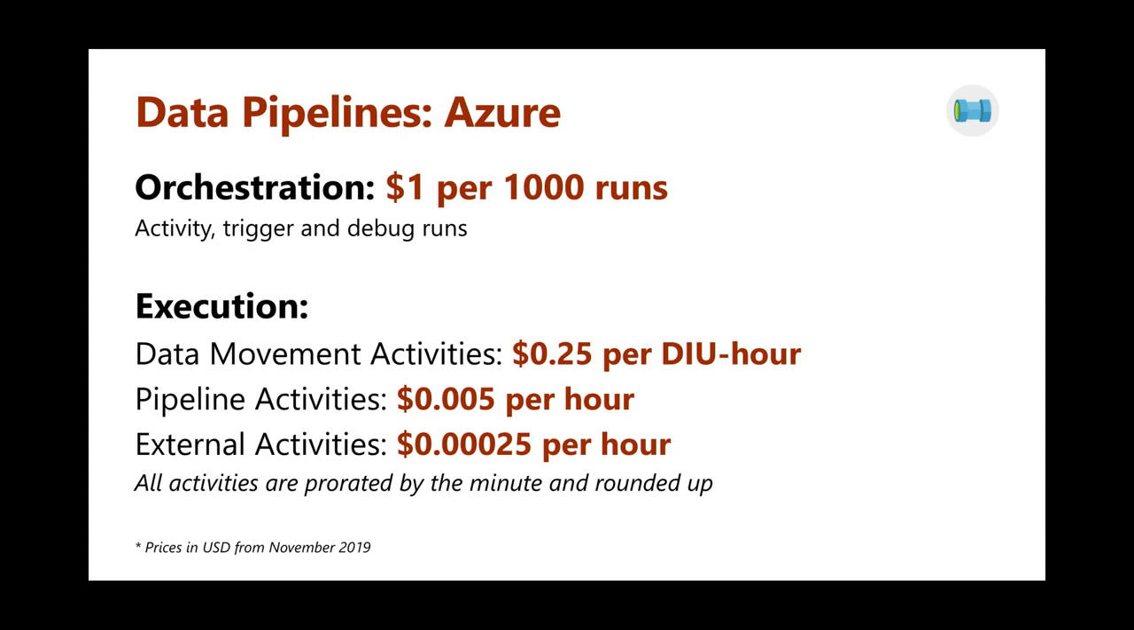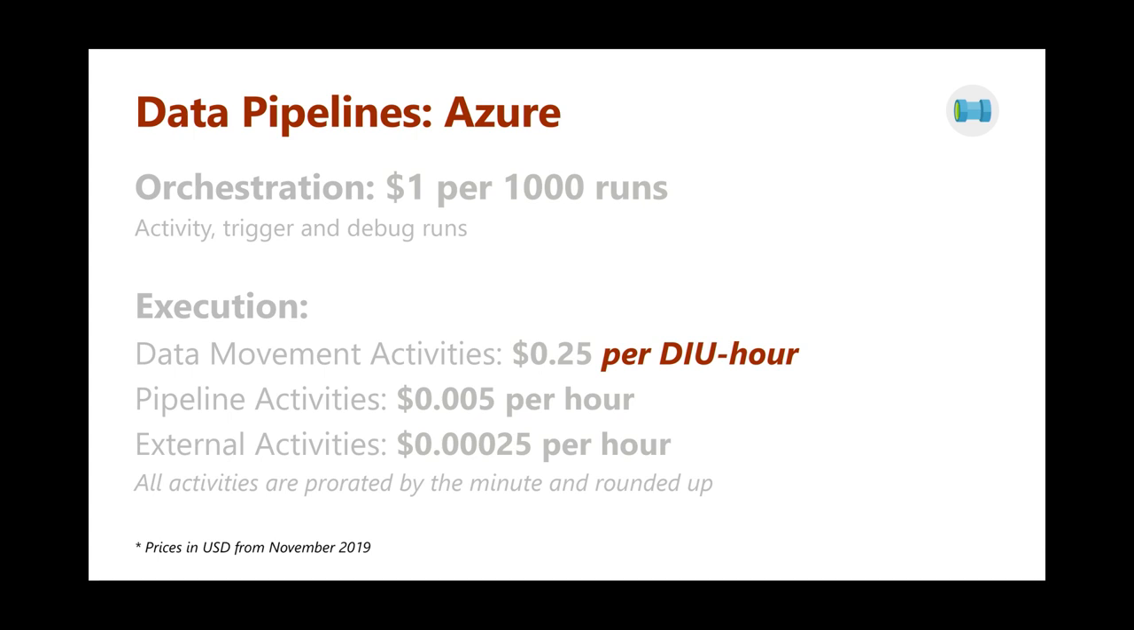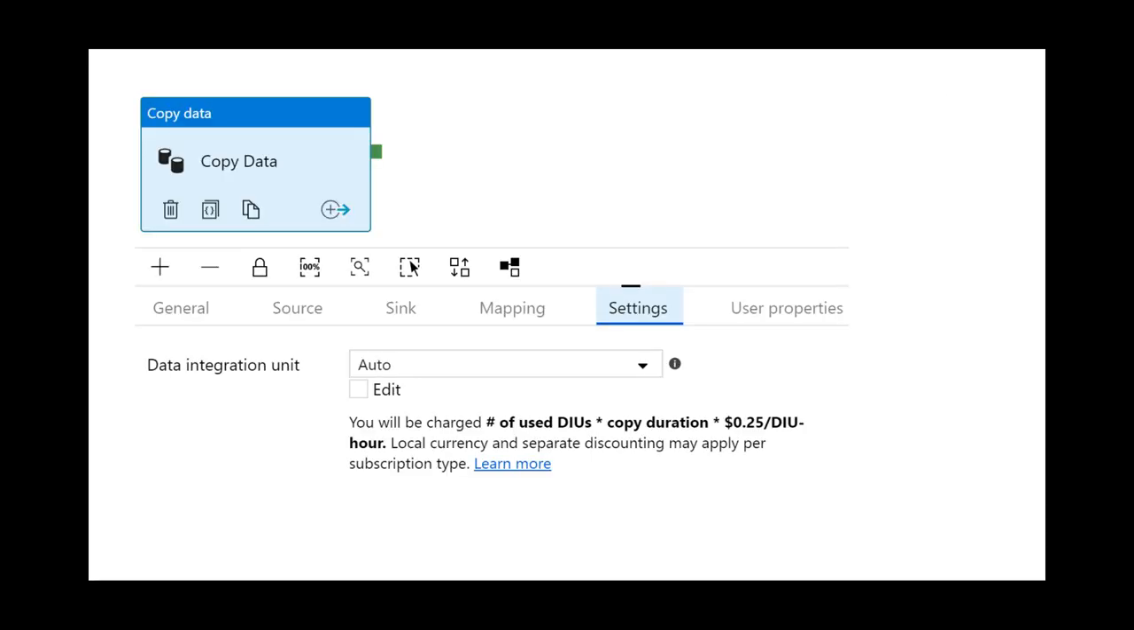Now, if you're looking at these slides, you may be noticing a couple of things that I haven't called out yet. And the first one is this part, per DIU hour. What does that really mean when you're running your Azure Data Factory pipelines? So inside of the copy data activity, if you click on the settings tab, you'll see that you can set the data integration units, the DIUs. The default setting for that is auto.